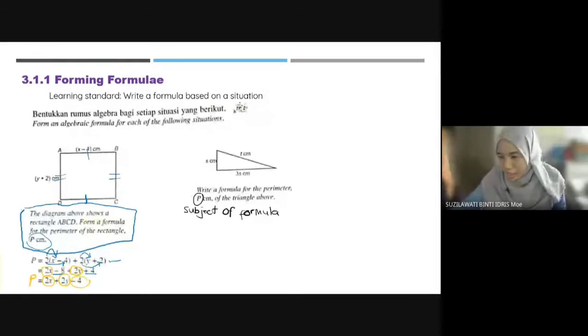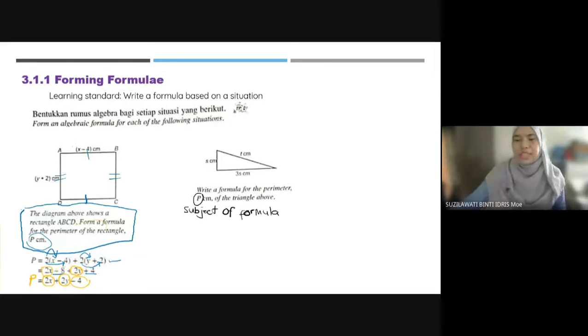Saya lag ke awak yang ni? Is 3. Oh, okay. Tak perlu Pythagoras pun, sekarang ni perimeter saja. Cari perimeter segitiga ni. What is the perimeter of the triangle? Yes, plus all the sides. Plus all the sides. So, since you already know P is the subject of formula, so how do you write the formula?